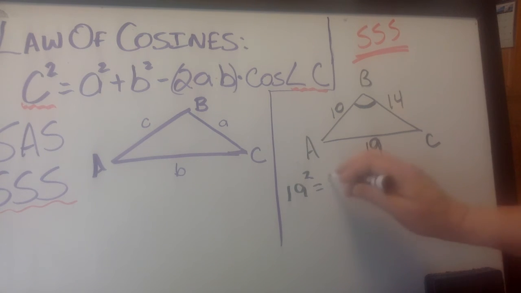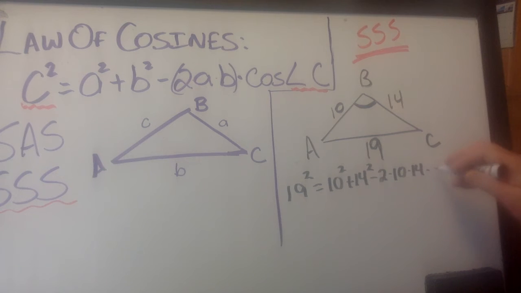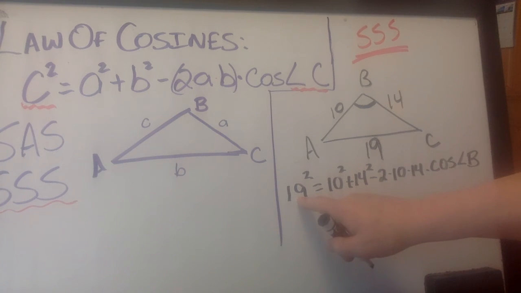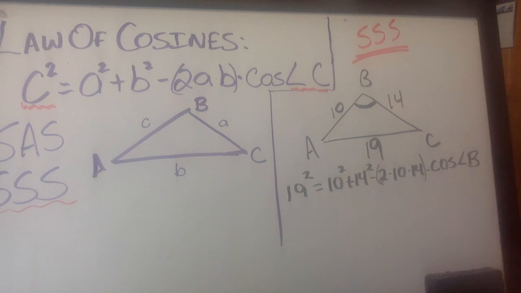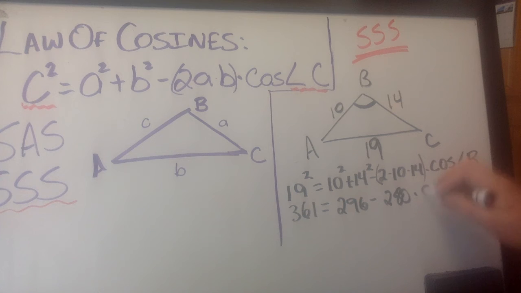Okay, so it would look like this. 19 squared is equal to 10 squared plus 14 squared minus 2 times 10 times 14 times the cosine of angle B. I'm looking for B, so this is opposite B. Now there's some mistakes that people make when they do this. 19 squared on a calculator is 361, equal to 10 squared plus 14 squared, which is 296, minus 2 times 10 times 14, this is 280, times the cosine of angle B.